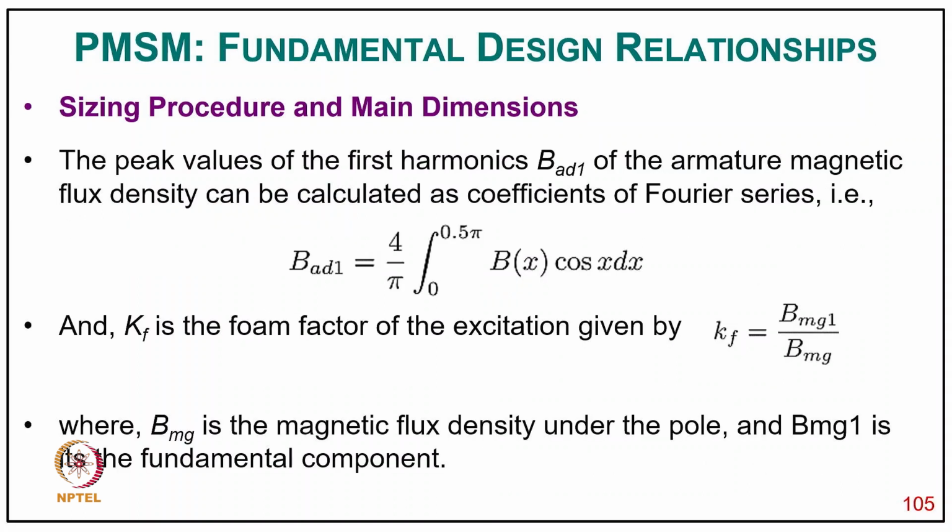Now the peak value of the first harmonic Bad1 of the armature magnetic flux can be calculated as a coefficient of the Fourier series: Bad1 equal to 4 upon pi, integral from 0 to 0.5 pi of b as a function of x, cos x dx, and kf is the form factor of the excitation given by kf equal to Bmg1 upon Bmg, where Bmg is the magnetic flux density under the pole and Bmg1 is its fundamental component.